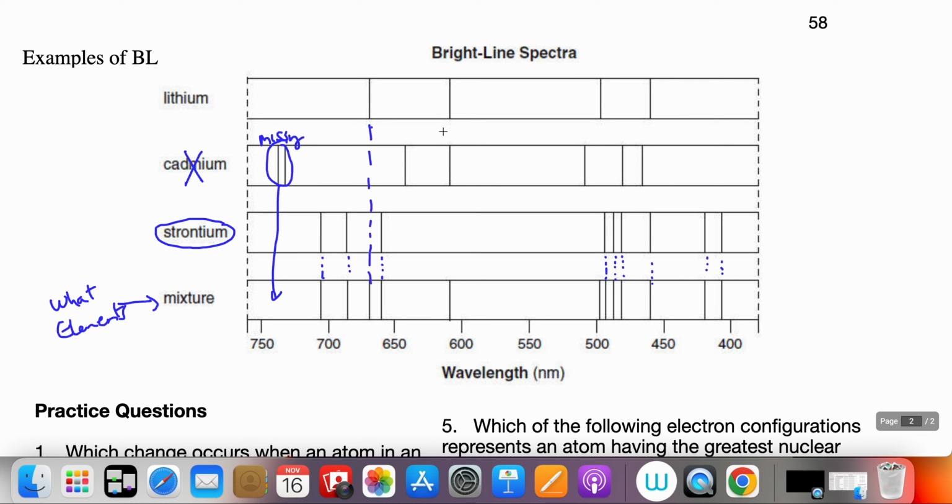That matches. Now all of lithium's lines have to be present. So that is definitely present. That one's present. And here's the last lithium, and it also matches. So this mixture is made up of lithium and strontium, no cadmium.